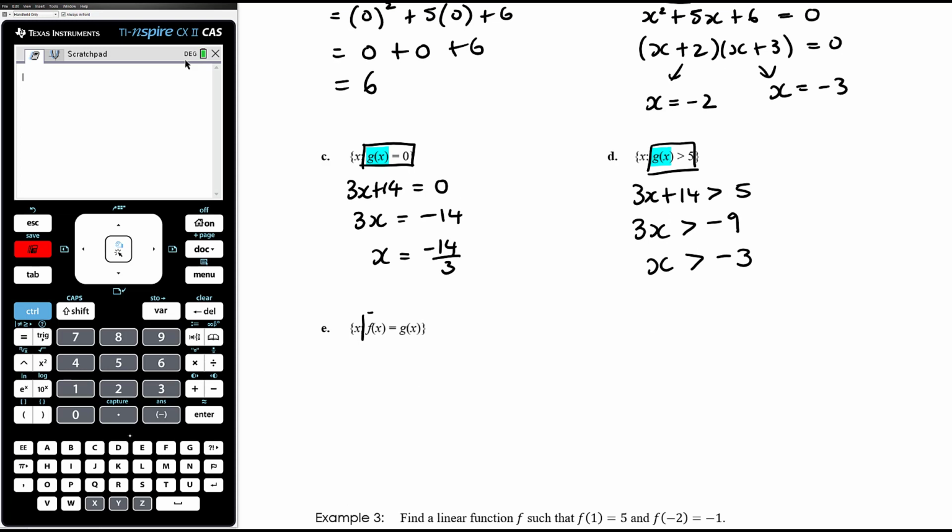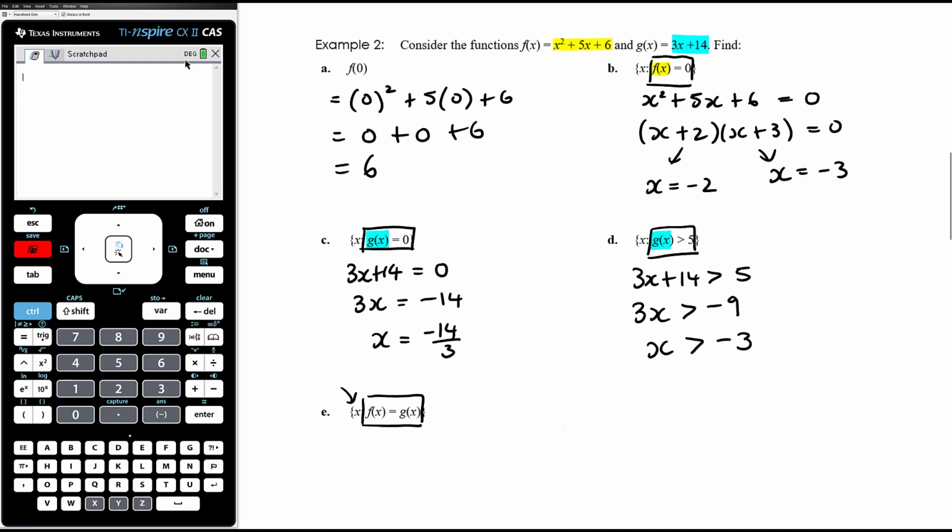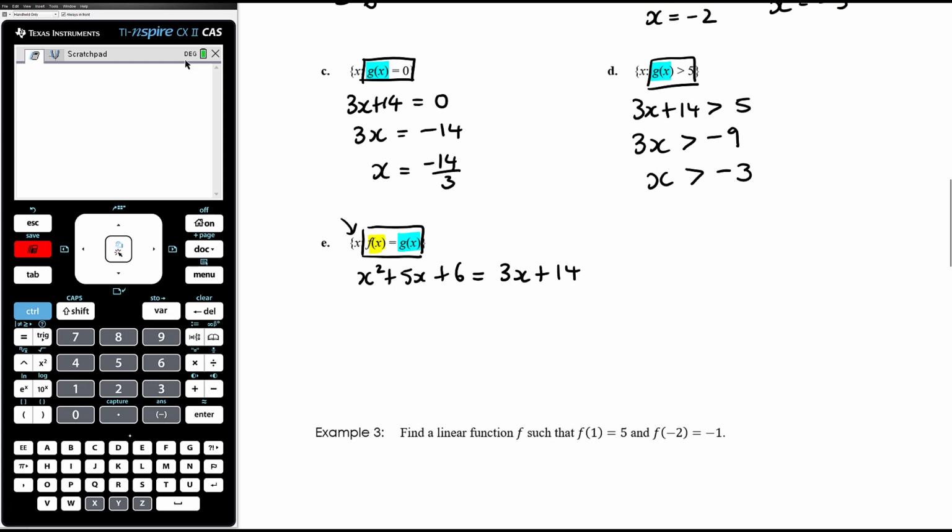Again, let's ignore that notation around it. Let's focus on the equation. We want to find x where f of x is equal to 0. So f of x, we know, is x squared plus 5x plus 6. And, sorry, not equal to 0. F of x is equal to g of x. F of x is x squared plus 5x plus 6. And g of x is 3x plus 14. So we have x squared plus 5x plus 6. And that has to equal 3x plus 14. And we want to solve for x.